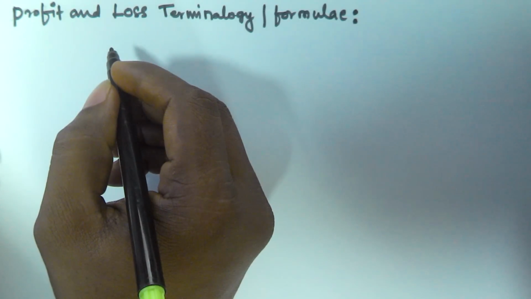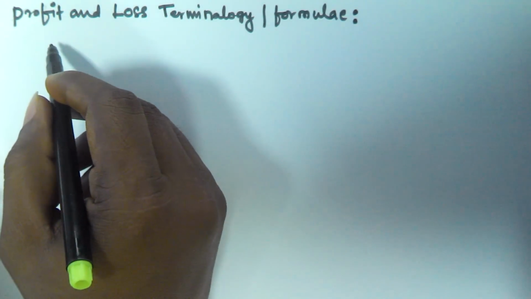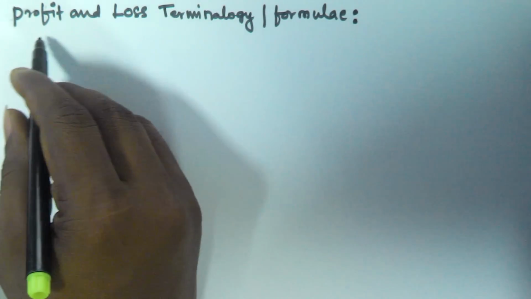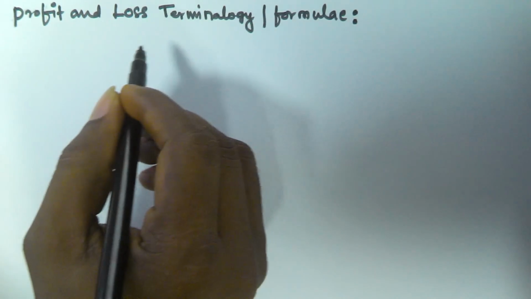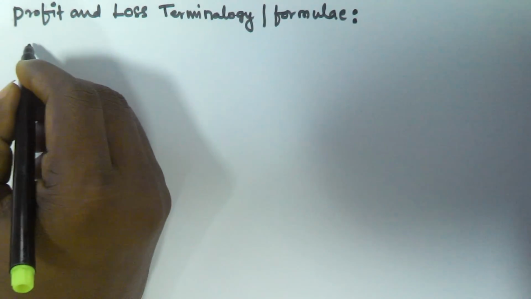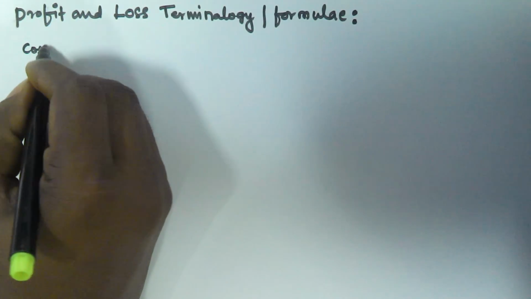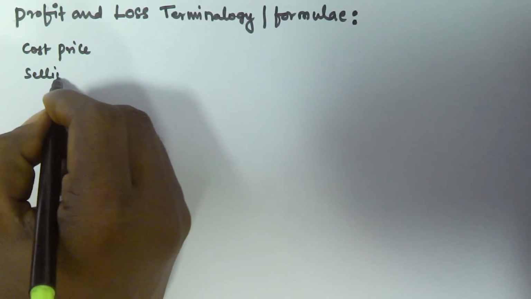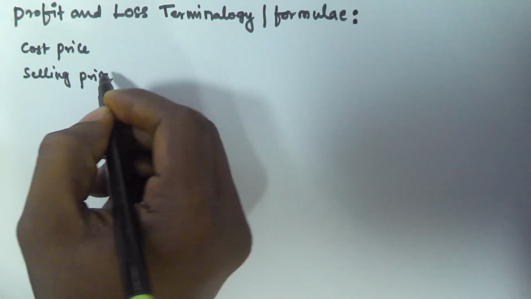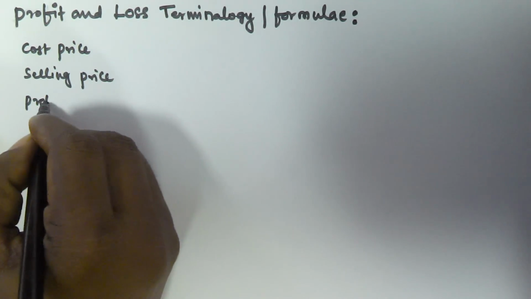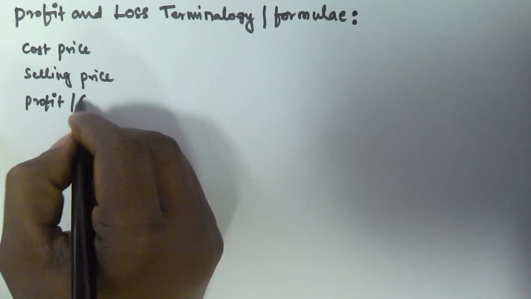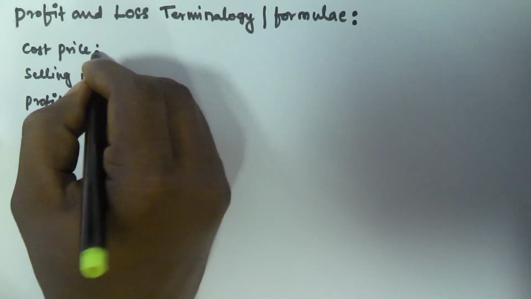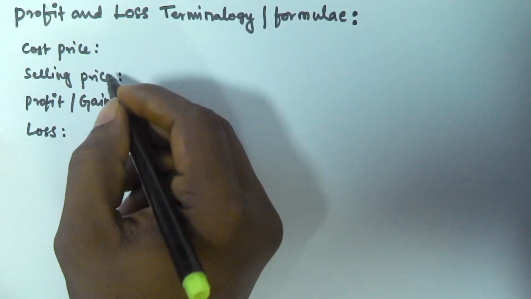Hello friends, in this video we will see the terminology we use in the profit and loss concept as well as the basic formulas of profit and loss. When it comes to the terminology in profit and loss, we are going to use four terms. The first one is cost price, the second one is selling price, the next one is profit or gain, and the next one is loss. We will see each term one by one.